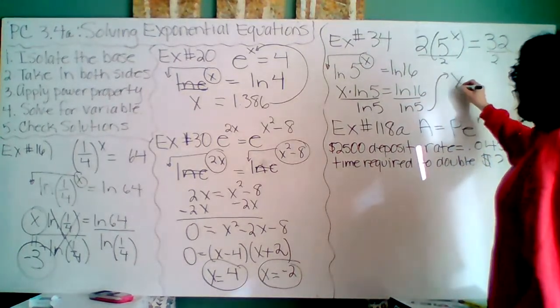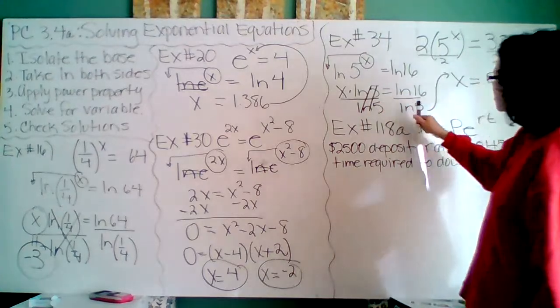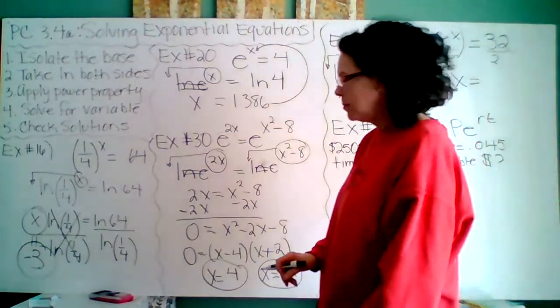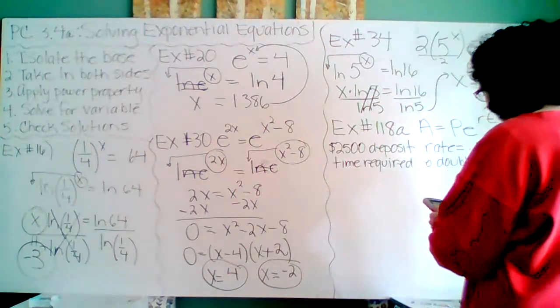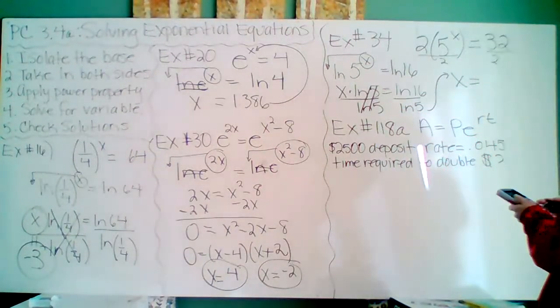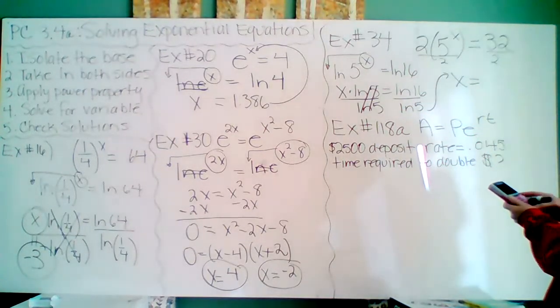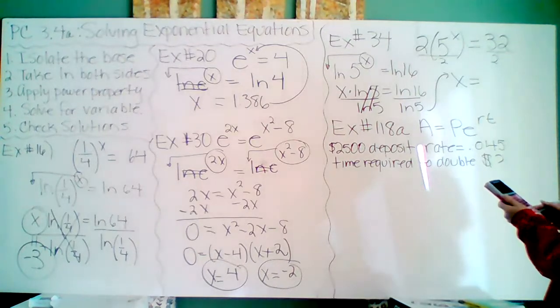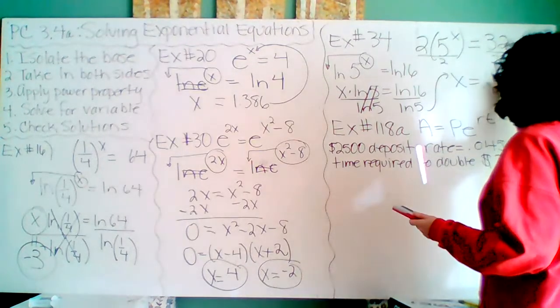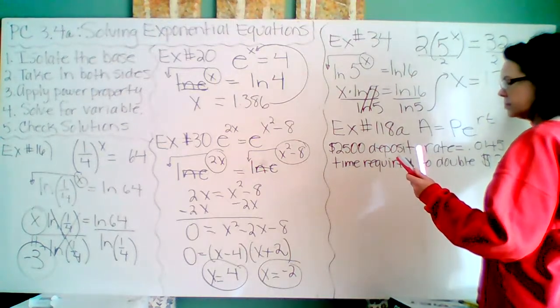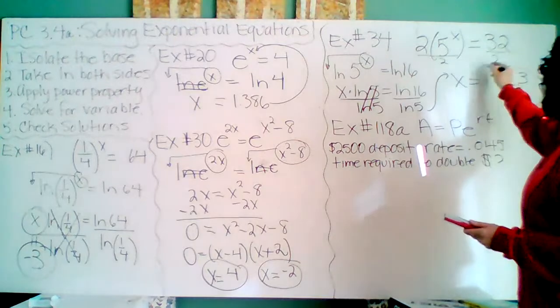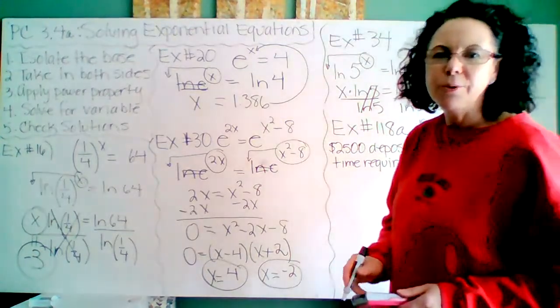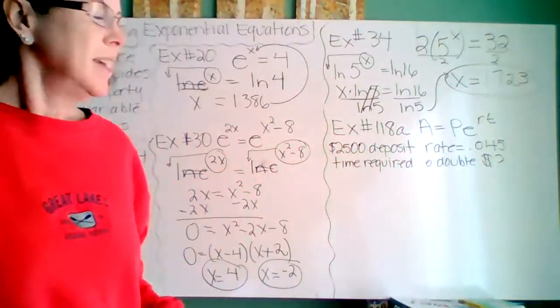My x will equal... I'll be sure to use the numerator/denominator template on my calculator, or use parentheses carefully, right? So the natural log of 16 divided by the natural log of 5 is 1.723 with rounding. There we go. And again, if it was your homework, you would check it, right?